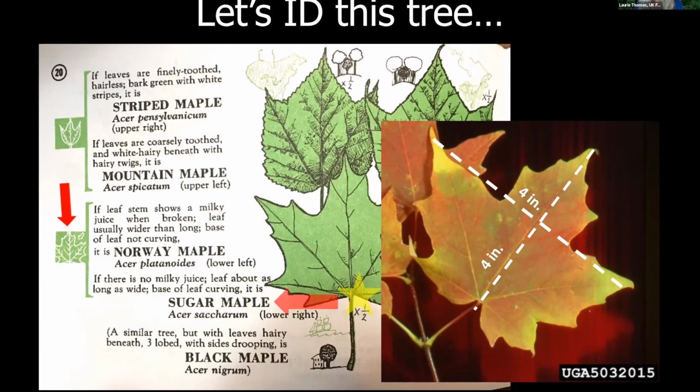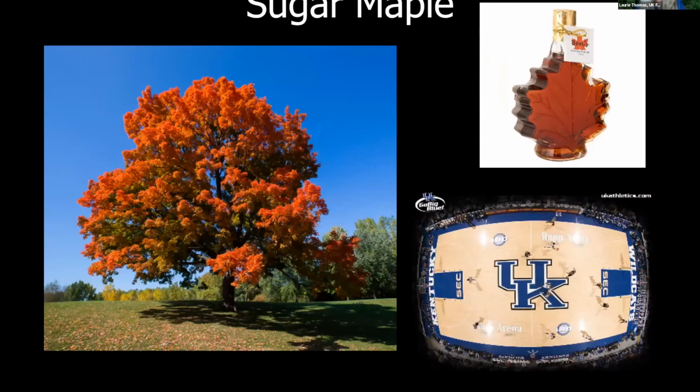So we have a sugar maple, which is just starting to change out there right now. And we're starting to see the fall colors with our sugar maple. And sugar maple, an awesome tree. It is a beautiful landscape tree. It's obviously what we get maple syrup from, and one of the trees we get maple syrup from. It's the best sugar producer. And it's also a very important wood. The basketball floor at Rupp Arena is made from, they call it hard maple, but that means sugar maple.